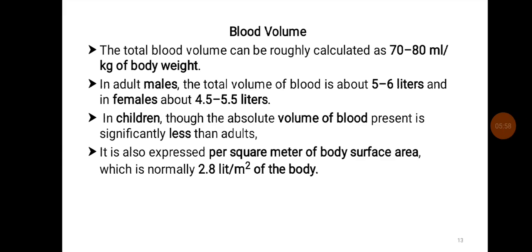The total blood volume can be roughly calculated as around 70 to 80 ml per kg of body weight. In males, the total blood volume is about 5 to 6 liters, and in females it is about 4.25 to 5.5 liters. In children, though the absolute volume of blood is significantly less than in adults, it is also expressed per square meter of body surface area, which is normally 2.8 liters per meter square of body surface area.